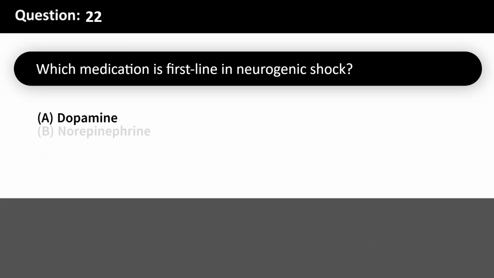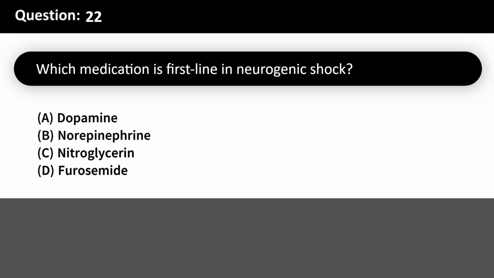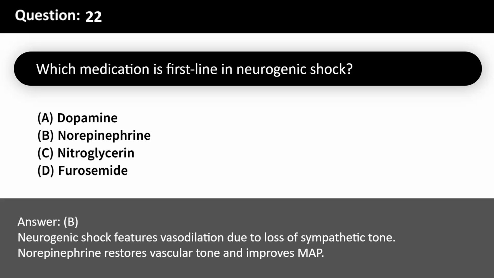Which medication is first line in neurogenic shock? A. Dopamine. B. Norepinephrine. C. Nitroglycerin. D. Furosemide. Answer: B. Neurogenic shock features vasodilation due to loss of sympathetic tone. Norepinephrine restores vascular tone and improves MAP.